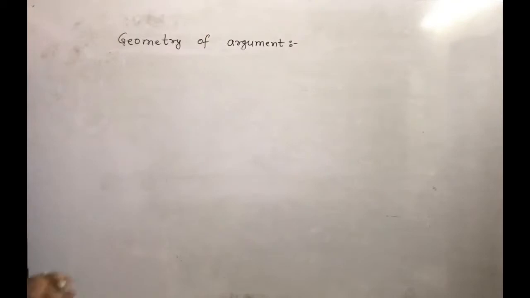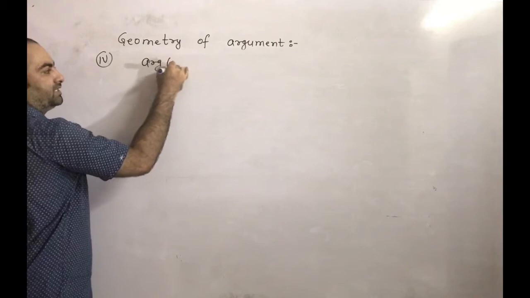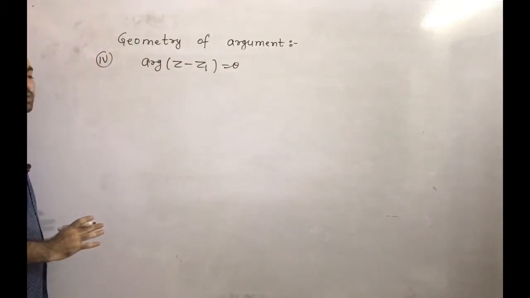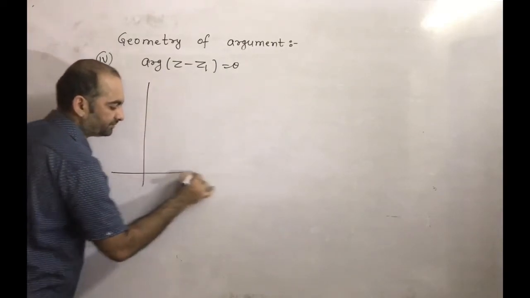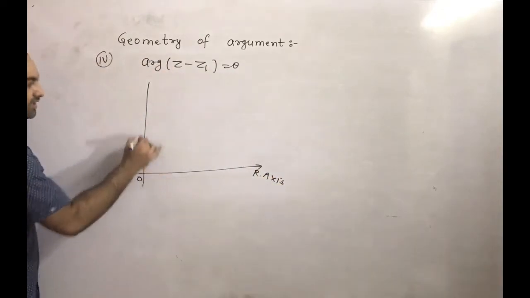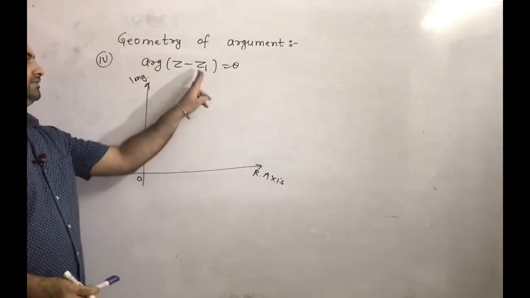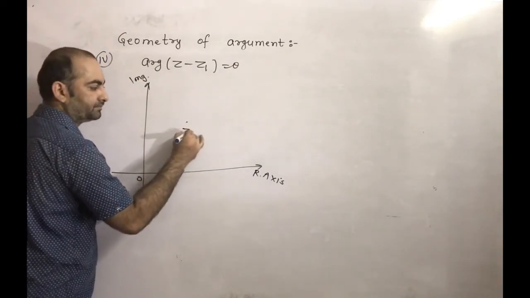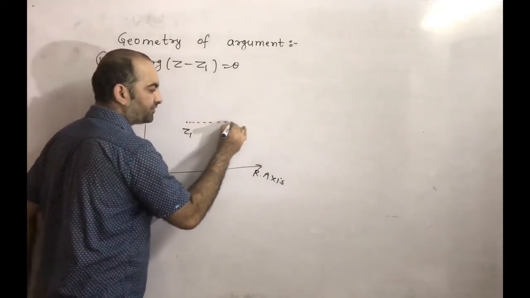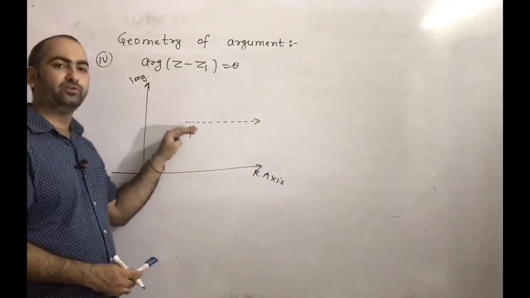Next we are discussing the fourth point. The fourth point is, if we want to draw the argument of z minus z1 equal to theta, then what will you do? We will take a complex plane. This one is the real axis, this one is the origin, and this one is the imaginary axis. First we will take the complex number z1. Suppose z1 is here. After that, we will draw a line parallel to the positive real axis and passing through z1.